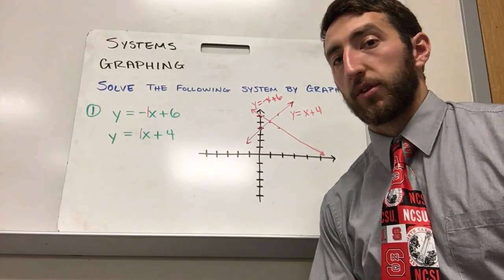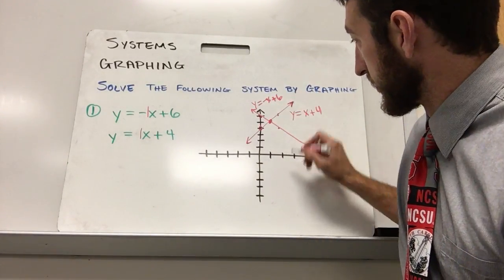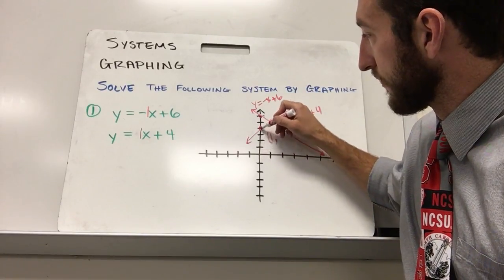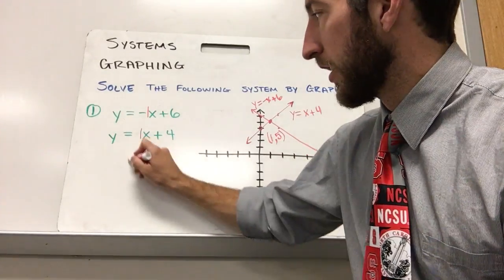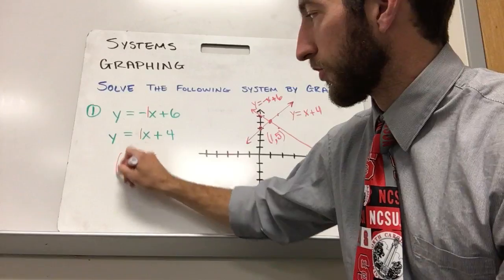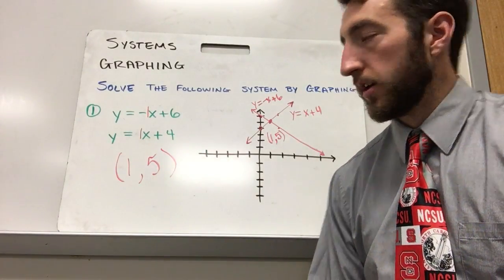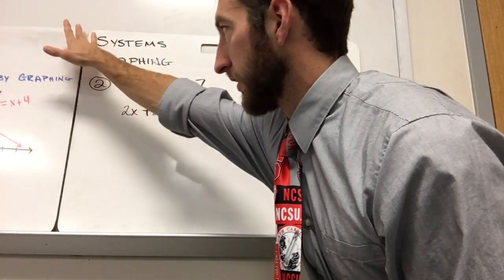What I want to do now is find where they intersect. They intersect right here at this point, where 1 is my x, and my y is 1, 2, 3, 4, 5. So my intersection point is there, and my solution is always going to be written as an ordered pair. My x is equal to 1, and my y is equal to 5. So that is graphing. Let's do a few more examples.